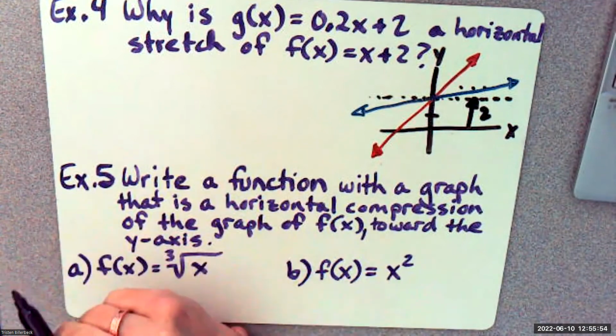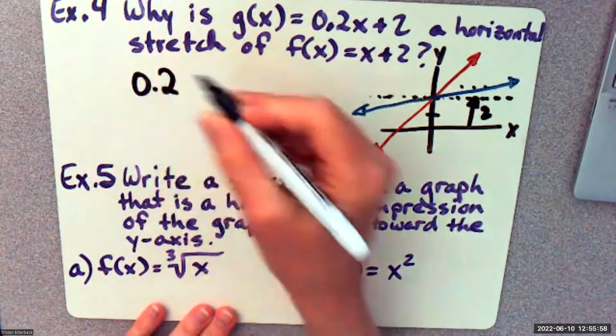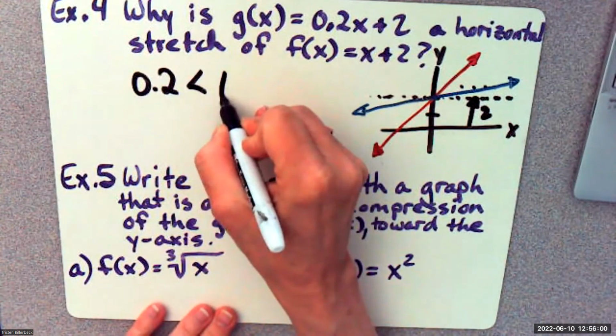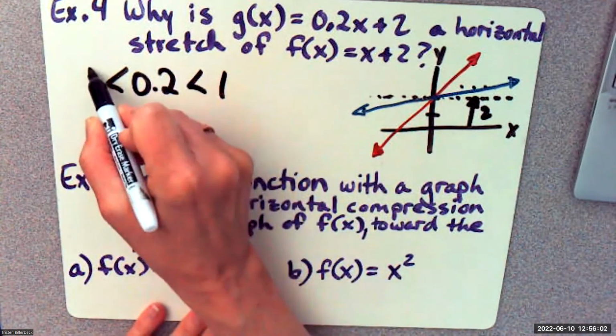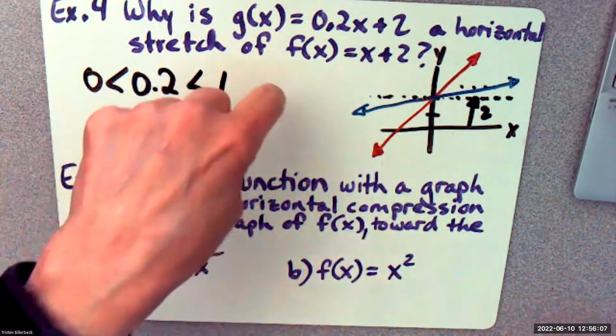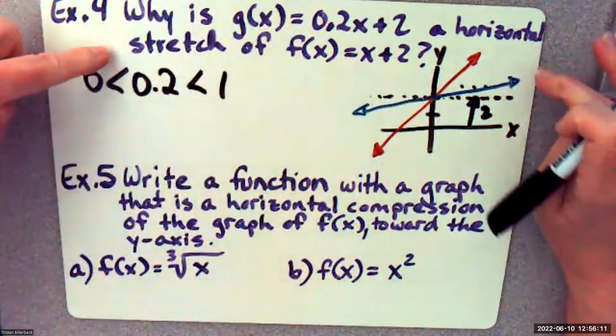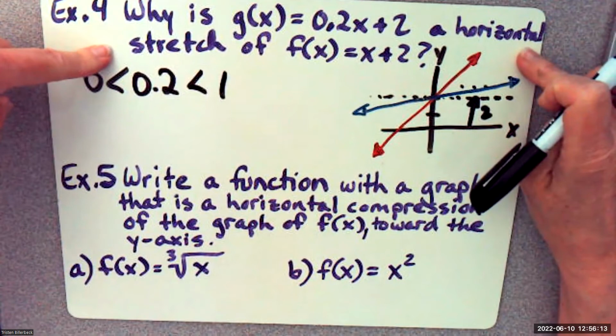So the 0.2 is less than 1, and it's also greater than 0. That's what makes it a vertical compression or a horizontal stretch.